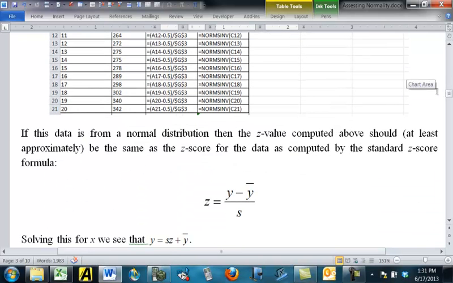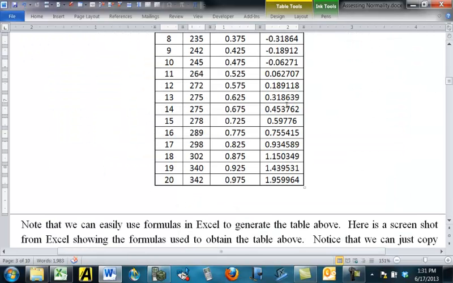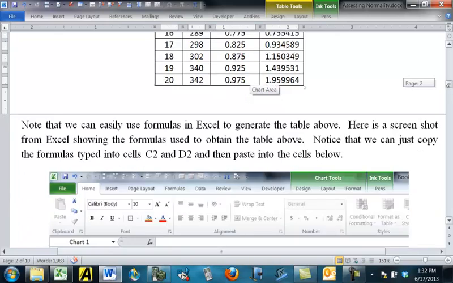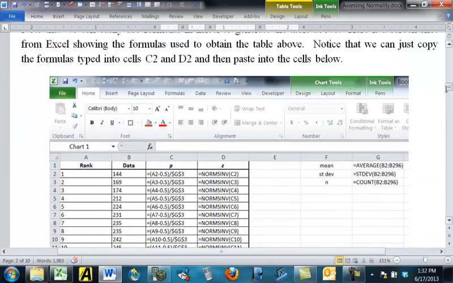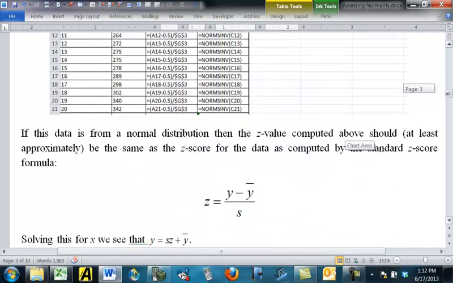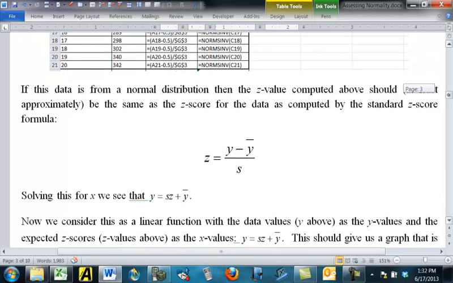So if this data is from a normal distribution, then these z-scores that we have right up here, based on these ranks, would be what we would expect. But on the other hand, we know what the actual z-score is of these numbers because we can find the mean and standard deviation, which I can do with average and standard deviation in Excel, and these come up with certain numbers. Okay, and we can use that to do this.